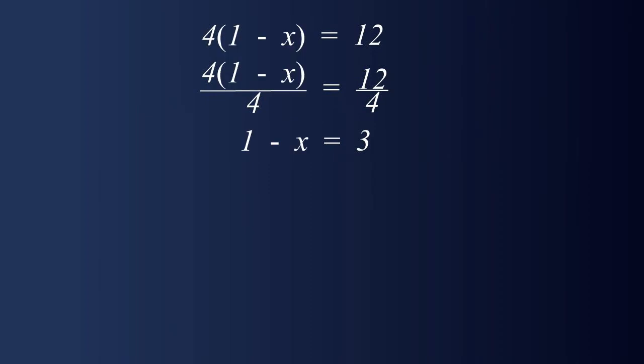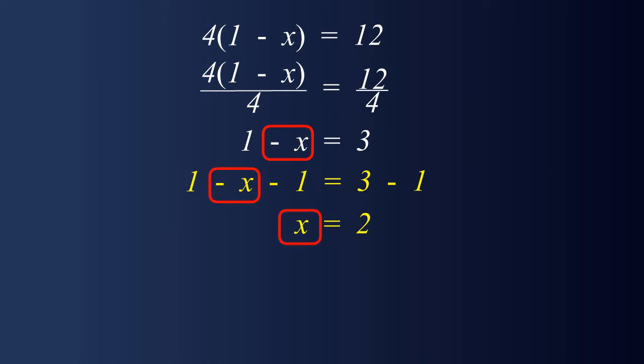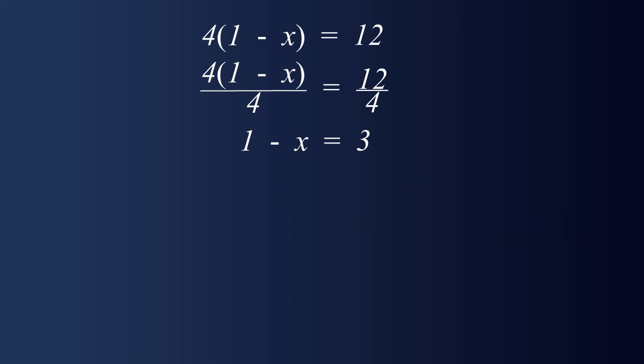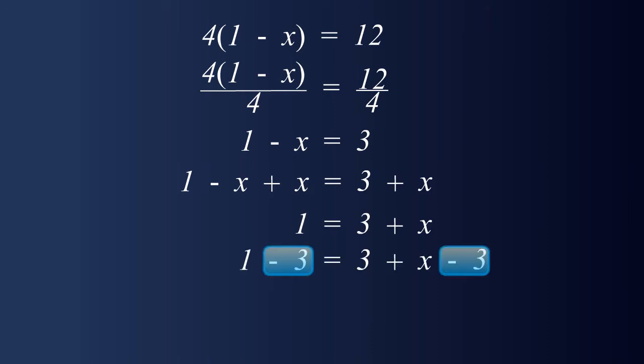Here, allow me to show you a common mistake I've seen over the years. For unwary students, they simply subtract 1 from both sides and get x equal to 2. However, if we look closely, the unknown terms on each line don't match. It should be negative x equals 2, not x equals 2. One of many ways to correct this is to add x to both sides of the equation and get 1 equal to 3 plus x. The rest is pretty straightforward.